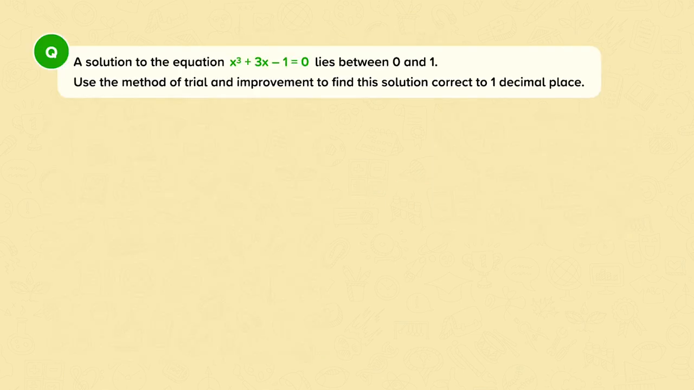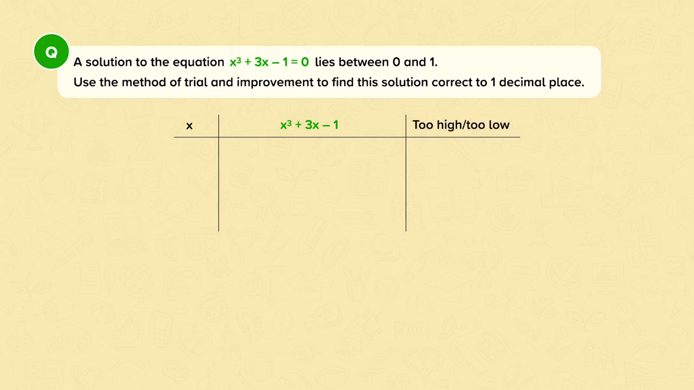Here's how we approach a trial and improvement question. First, it's always a good idea to draw a table to organise your working. In the first column, we put our values we want to try for x. In the middle column, we can put the value of our expression after we've substituted in our x. And in the last column, we will know if the result is too high or too low.